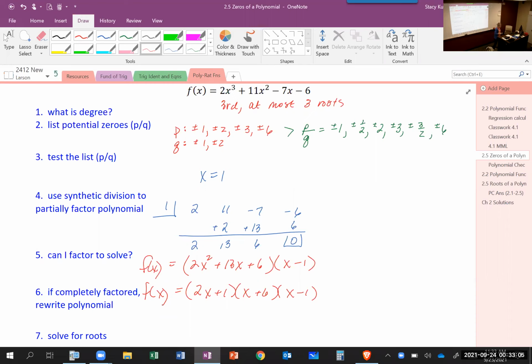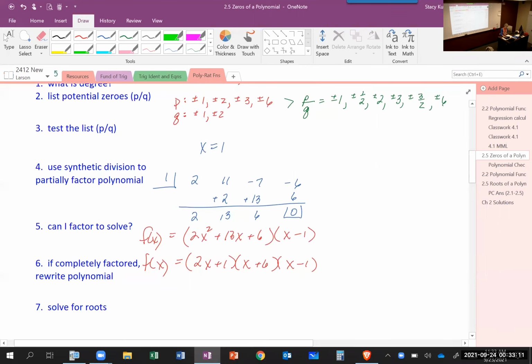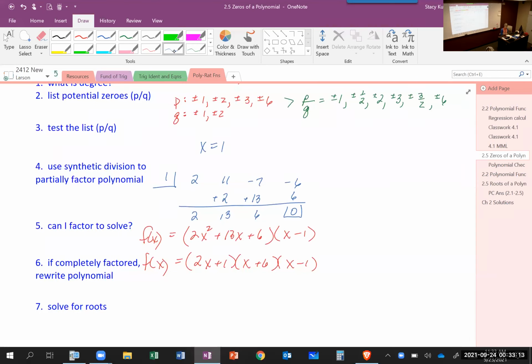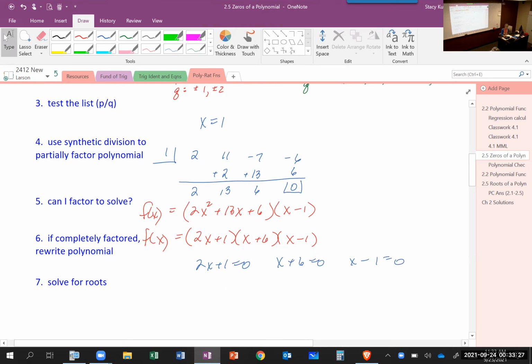If I wanted to know now what its roots were, how would I solve it for its roots? Set it equal to 0, which is what we did the other day. 2x plus 1 equals 0, x plus 6 equals 0, x minus 1 is equal to 0. Just like I was saying, -1/2, -6, and +1.